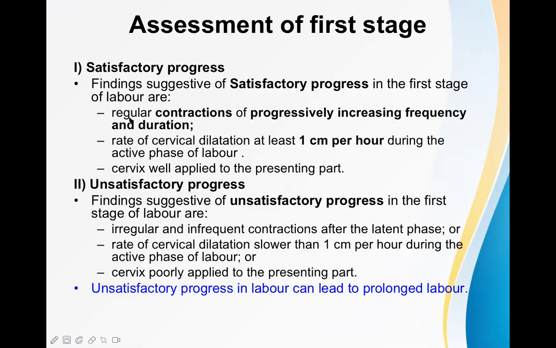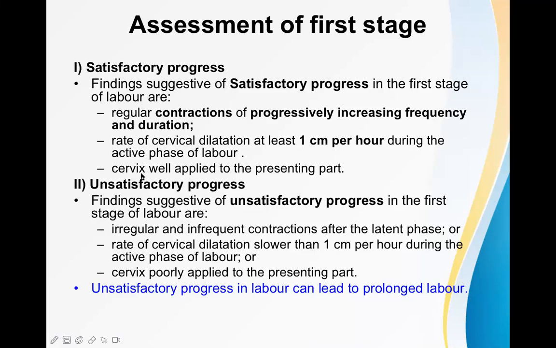Those points are regular contractions of progressively increasing frequency and duration. It means each of the labor pains is getting more frequent and more severe, and it will last longer than before. Then we are quite satisfied. Yes, the labor is progressing quite well. Another thing, the rate of cervical dilation at least 1 centimeter per hour during the active phase of labor in primipara, but in multipara, it may be 1.5 centimeter per hour as well.